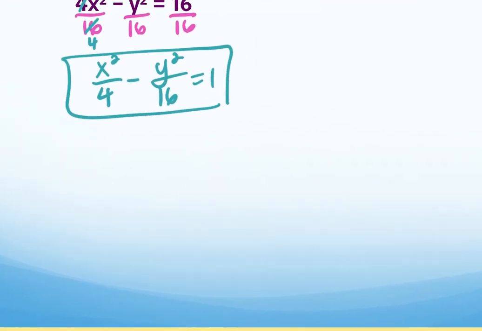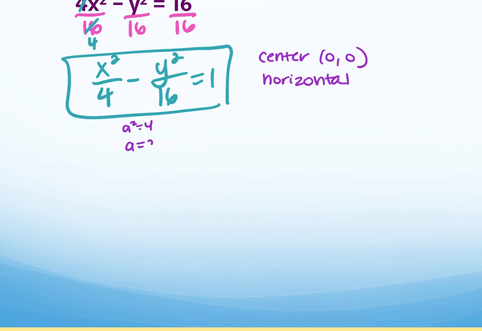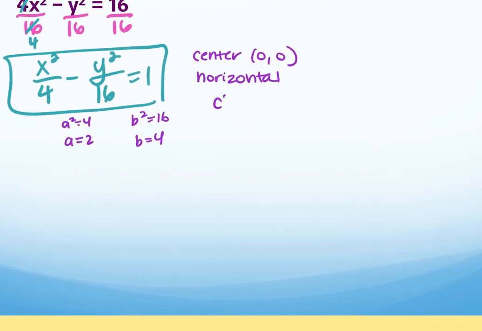Tell me what you know about this hyperbola. Center's at 0, 0. Horizontal or vertical? Horizontal because the x comes first. A is 2. Good. A squared is 4, so A is 2. And b is 4. B squared is 16, so B is 4. So C squared would equal 4 plus 16, 20, square root of 20, good.